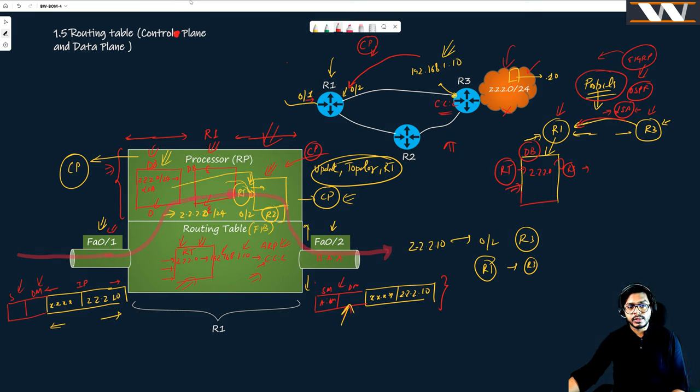But whenever you are copying those entries from the control plane towards this lower portion, you are doing an ARP, right? Now it is pretty interesting to see that if this packet comes, I do not need to consult the route table in the upper portion of this router, because when I consult the route table in the upper portion, it does not have any adjacency table there. It does not know what the MAC address of my next hop is.